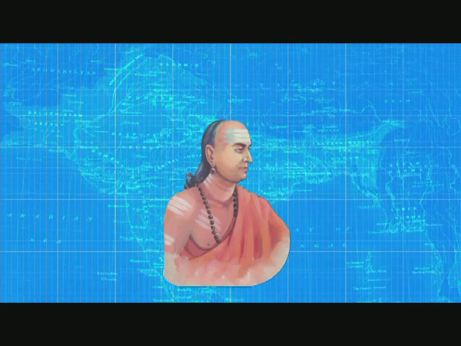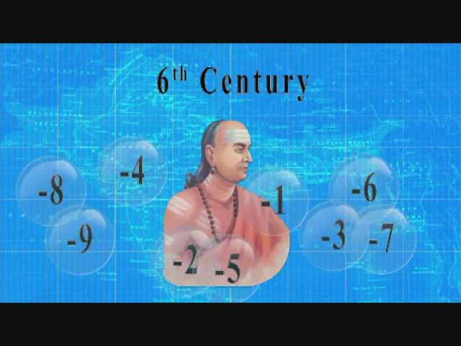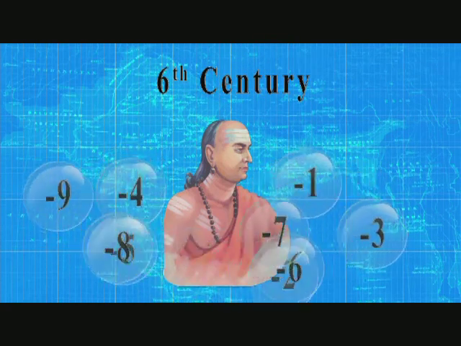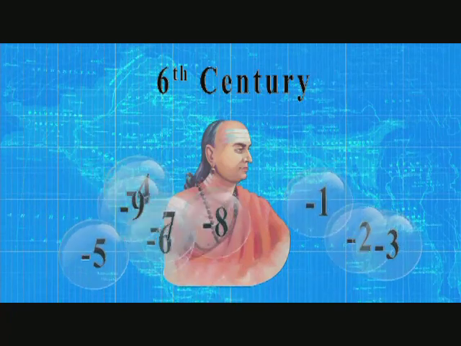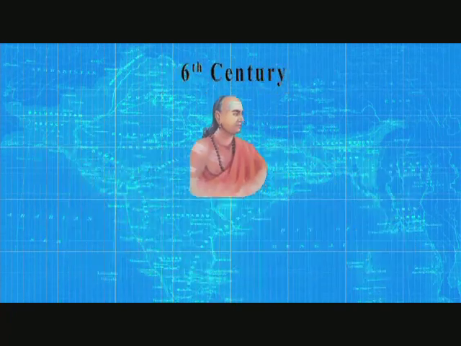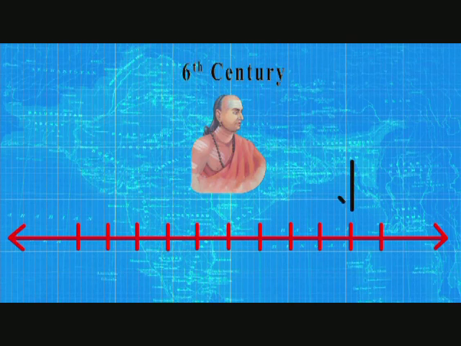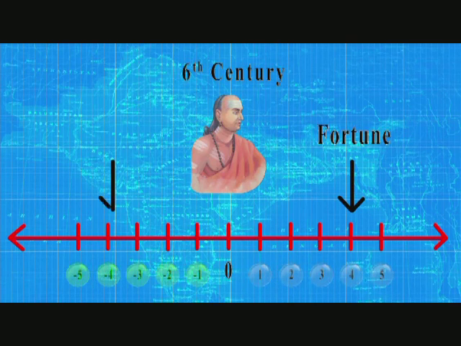But it was Indian mathematicians like Brahmagupta who, in the 6th century, developed consistent and correct arithmetical rules on the use of negative numbers. Brahmagupta called positive numbers fortunes and negative numbers debts, and came up with a whole series of rules.